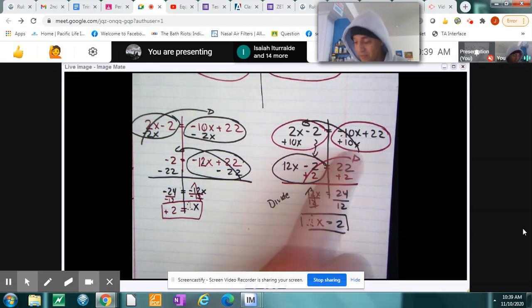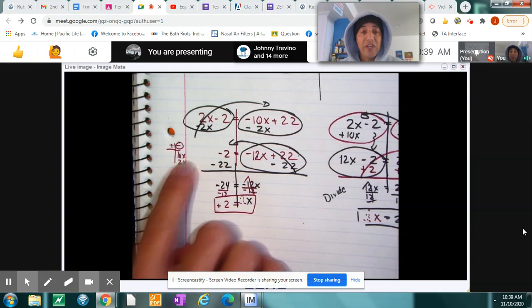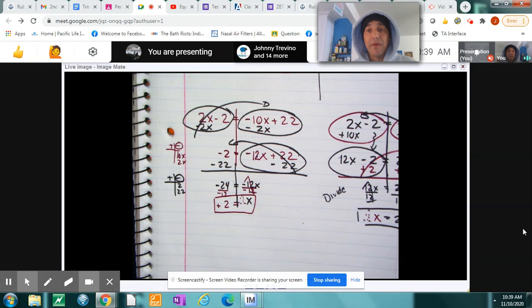Yeah. You see how it's the same thing? It doesn't matter. The important thing is you have to do the T-chart because sometimes the sign might be wrong. But guess what, guys?